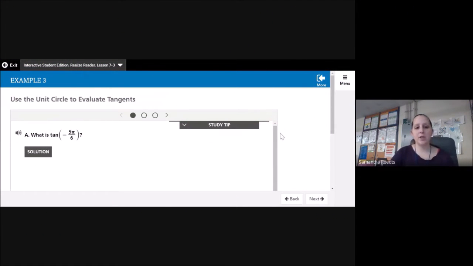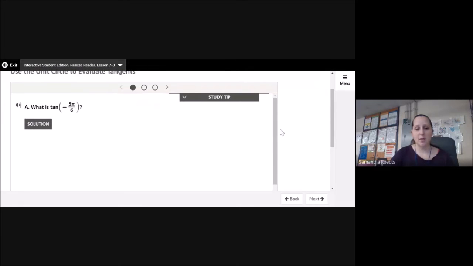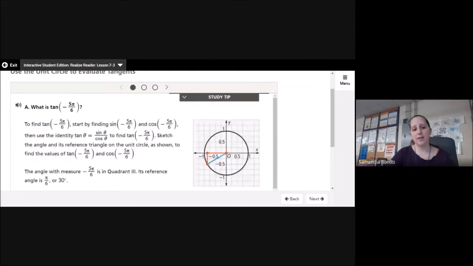Example 3, use the unit circle to evaluate tangents. So what is tangent of negative 5 pi over 6? To find the tangent of negative 5 pi over 6, start by finding the sine of negative 5 pi over 6 and cosine of negative 5 pi over 6. Then use the identity tangent theta equals sine theta over cosine theta. Sketch the angle and its reference angle triangle on the unit circle as shown.